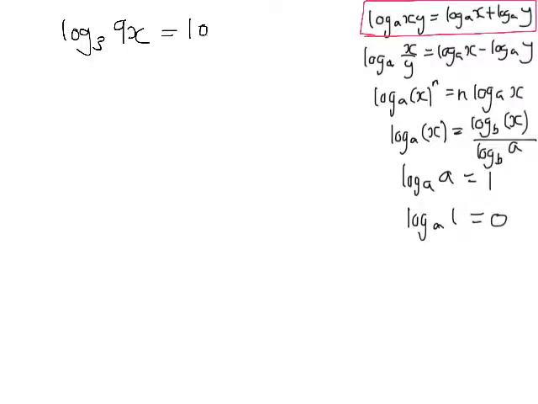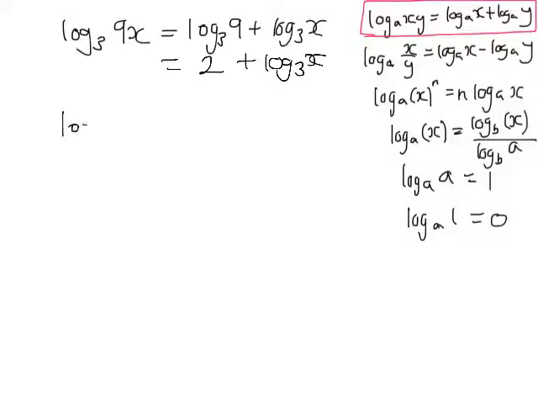So I can say this is log to the base 3 of 9 plus log to the base 3 of x. Log to the base 3 of 9 is equal to 2, and log to the base 3 of x I can't do anything with, so I'll leave it by itself. So log to the base 3 of 9x is 2 plus log to the base 3 of x.